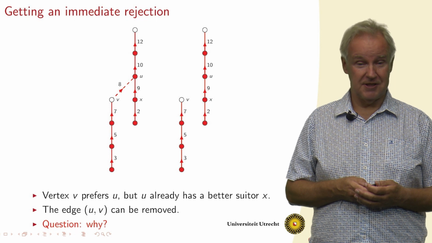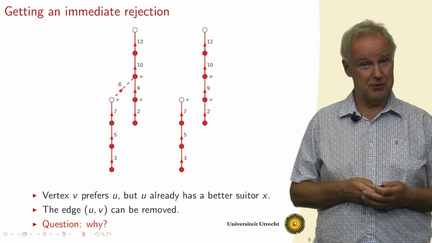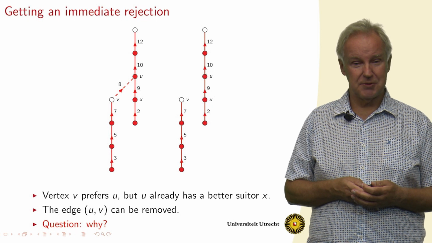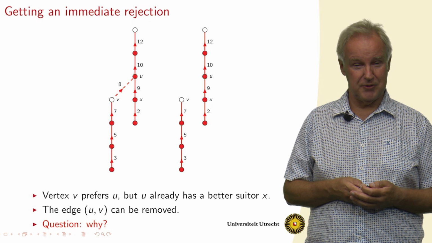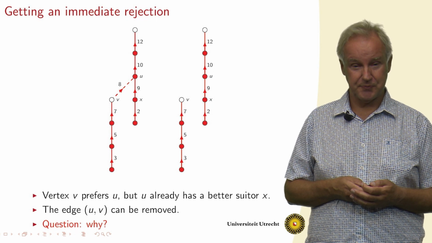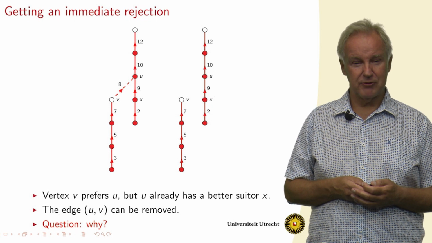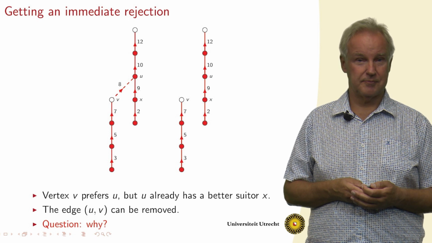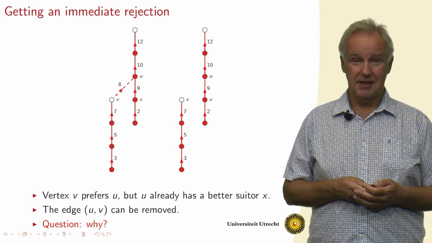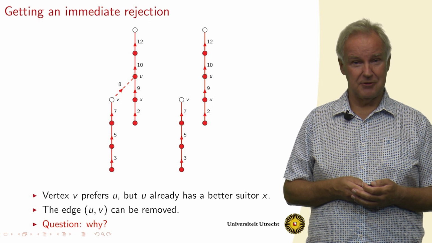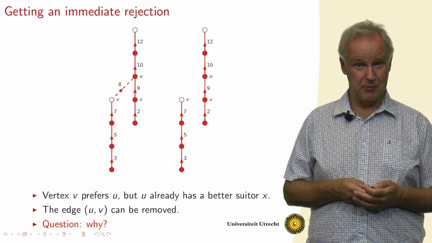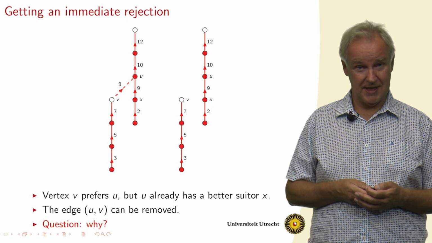And then there's the dreaded situation where you get an immediate rejection, and that is because in this case v sets a preference to u, but the weight is lower than the value of the current suitor. This also means that we can remove the edge u, v. My question to you is, why can we remove it?